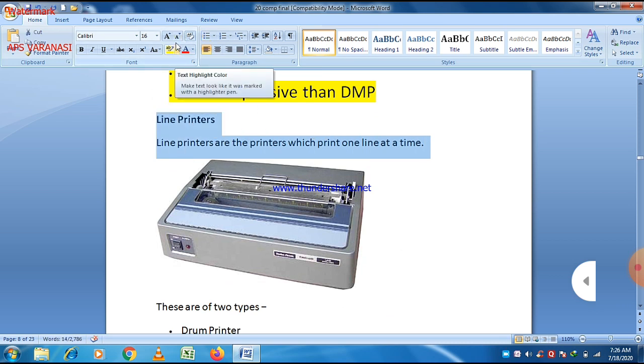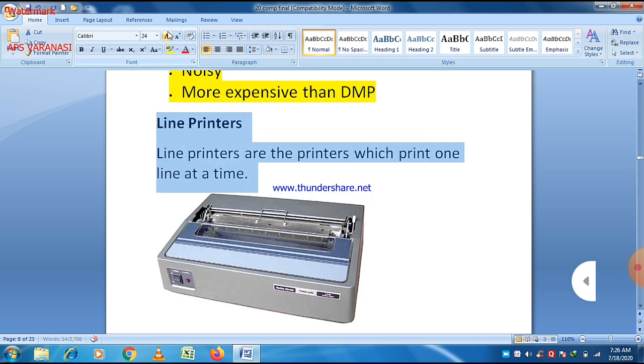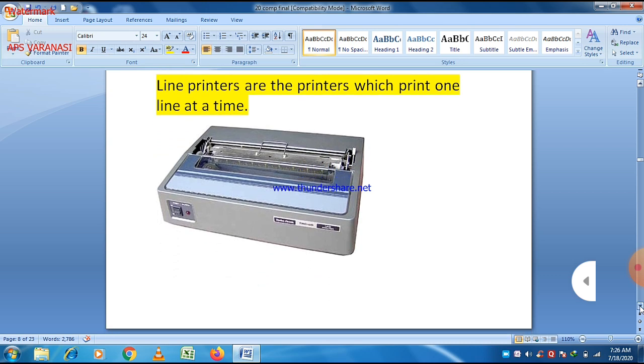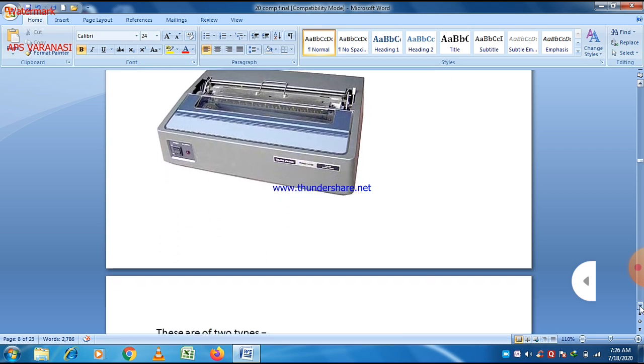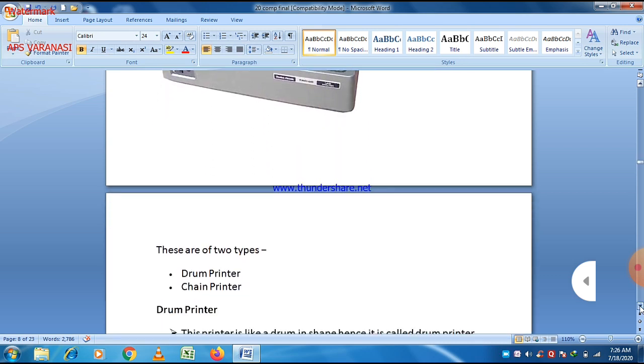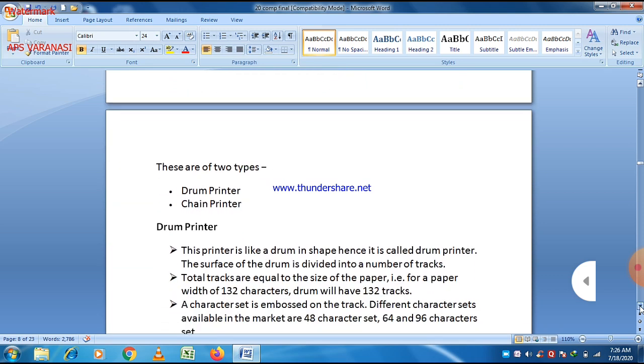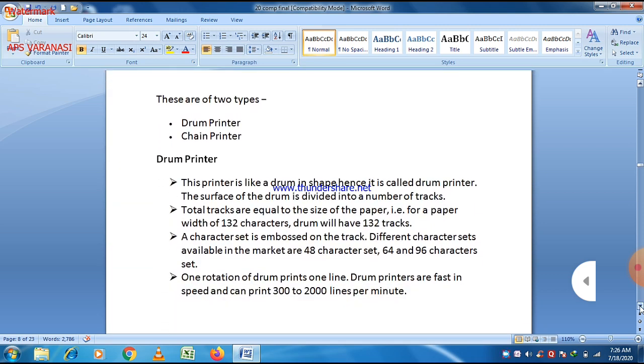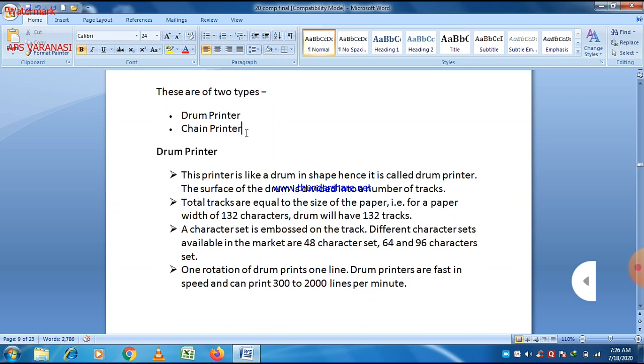Next is the line printer. Line printers are the printers which print one line at a time. So they are called line printers, and their speed is much higher than dot matrix printers. You can see this is a diagram of a line printer here, and these are again of two types: drum printer and chain printer.